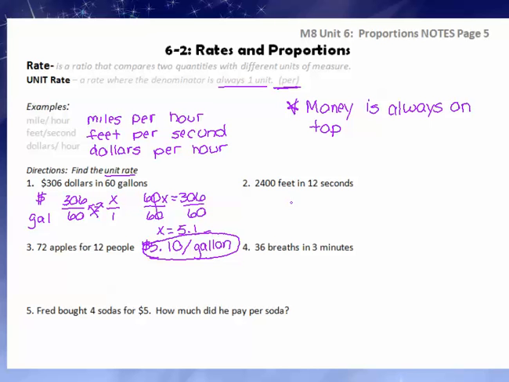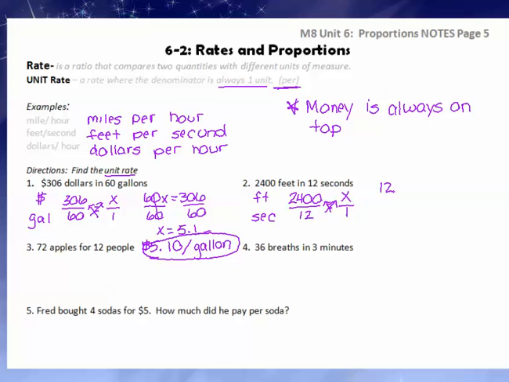Alright, let's talk about number 2 really quick. If we set up number 2, we're comparing feet and seconds. So we have feet to seconds. I have given from my problem, I have 2,400 feet in 12 seconds. And I want a unit rate, so I'm going to say how many feet in 1 second. I'm going to cross multiply.